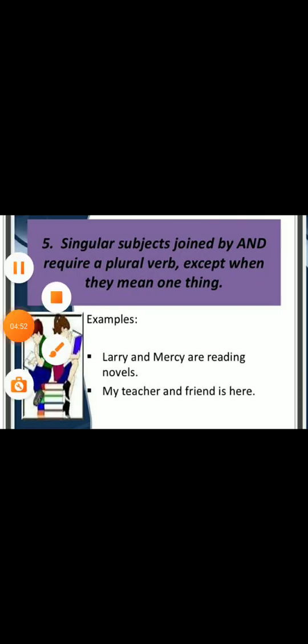Rule number 5. Singular subjects joined by "and" require a plural verb, except when they mean one thing. See the example. Larry and Mercy are reading novels. Two girls. My teacher and friend is here.